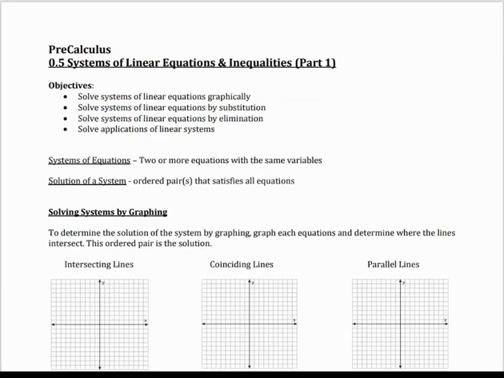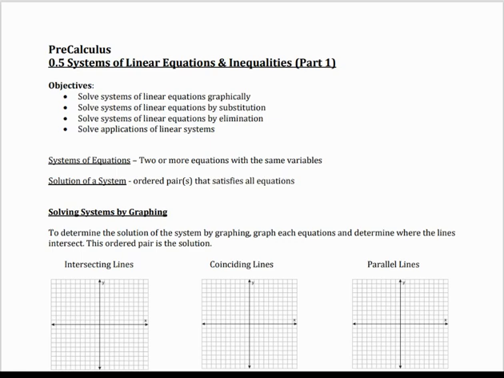Let's take a look at the first part of section 5, which is systems of linear equations and inequalities. This should all be review, so hopefully pretty straightforward, but we'll freshen up on our skills. Recall a system of equations is where we have two or more equations with the same variables. So if one equation has x and y, the other equation needs x or y. We will focus on two variables today, so that means we'll have two equations.